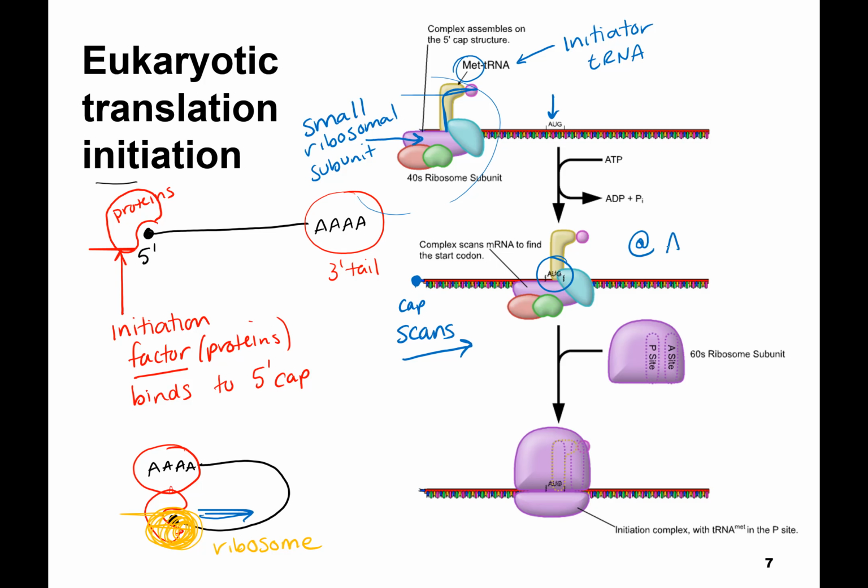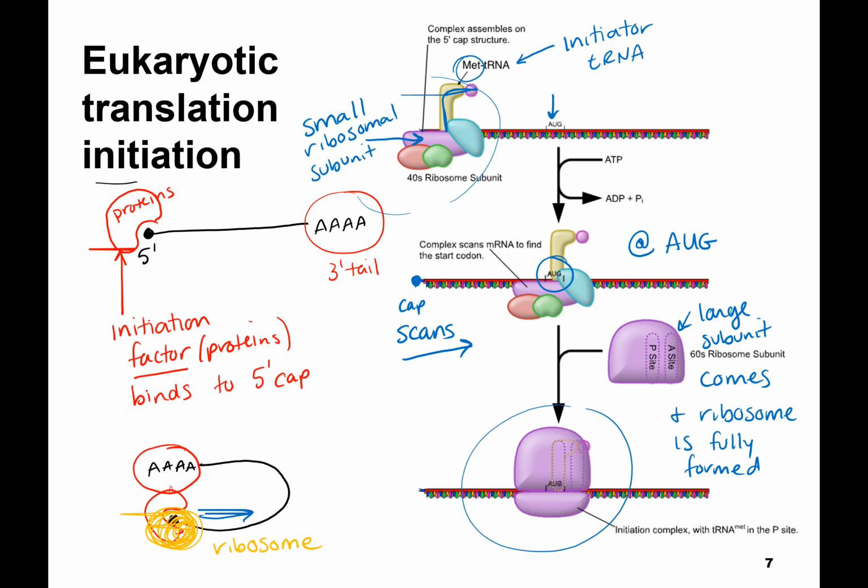At AUG, the large subunit comes on, and the ribosome is fully formed. Okay, so we have our ribosome, we're going to talk about our EPA sites, and here's our AUG. So this is initiation.